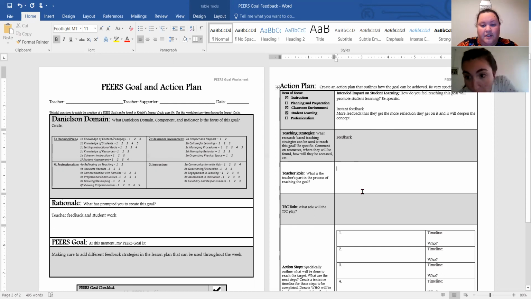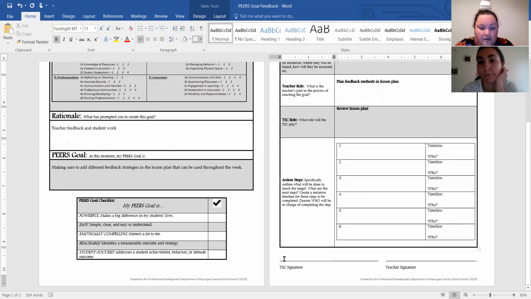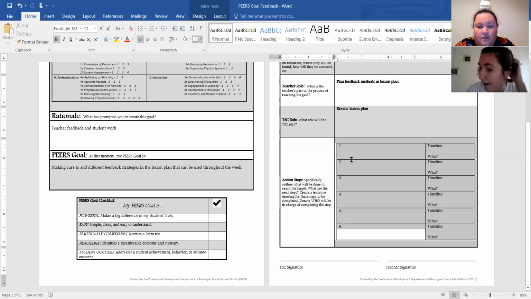Okay, so your role is to plan feedback methods in the lesson plan. Okay, my role, I can review that for you, review lesson plan. And we can do a similar timeline that we're using for our lesson plans. This one. That way you're implementing both of them at the same time. Does that work for you? Yeah. Okay.